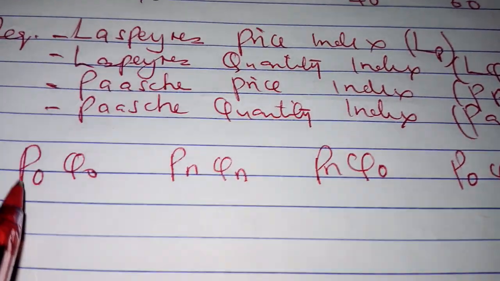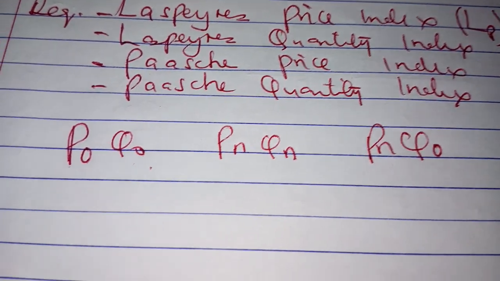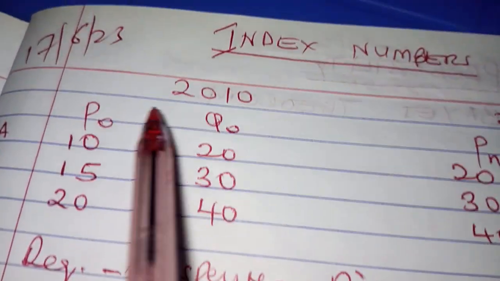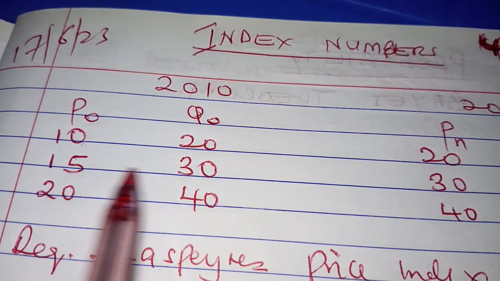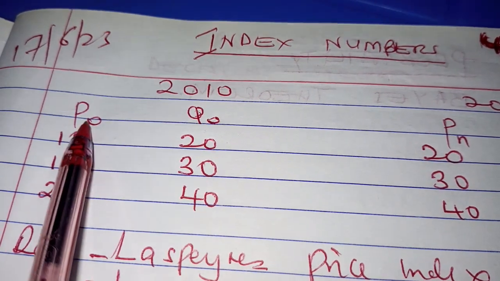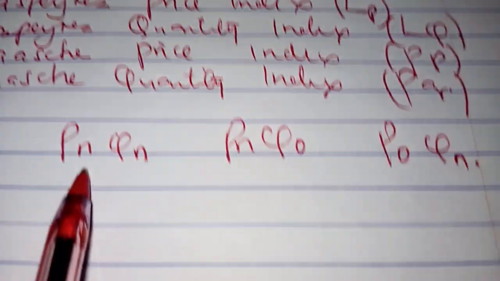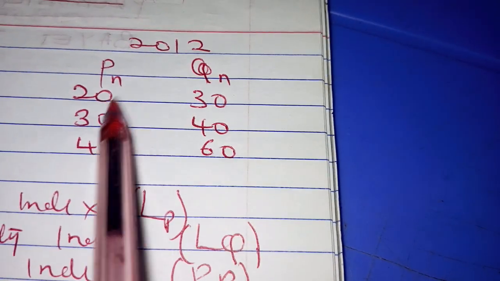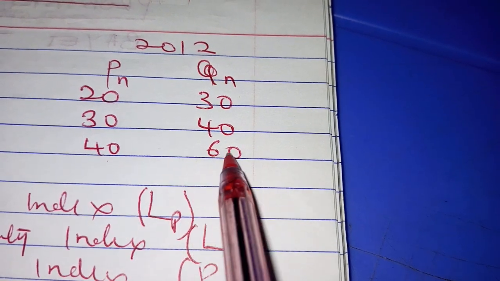We are multiplying. For the P0Q0, we shall have products A, B and C. P0Q0 would mean we are picking the P0 times Q0, that's 10 times 20, 15 times 30, 20 times 40. And then for the next column, PnQn, we shall be picking the prices in the nth year times the quantities in the nth year. That's 20 times 30, then 30 times 40 and 40 times 60.